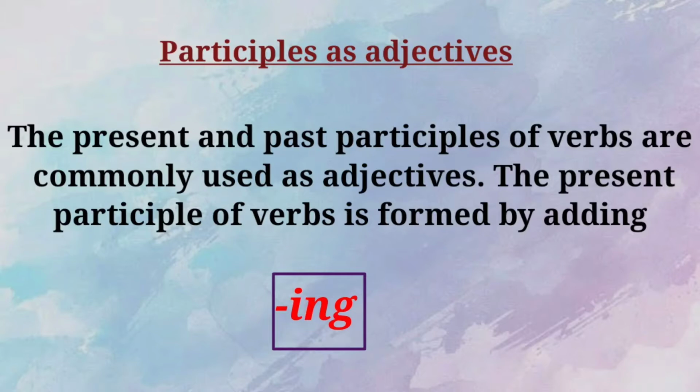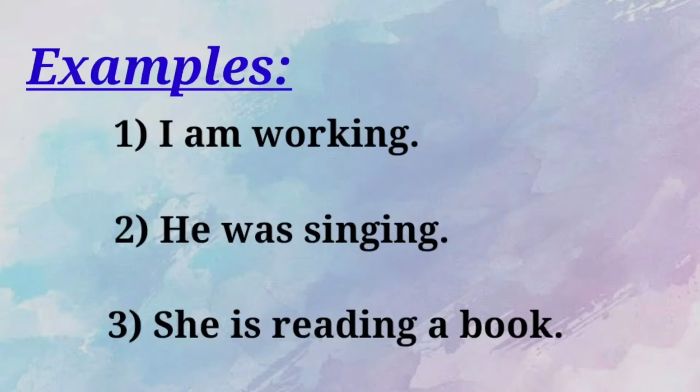Okay students, have you all understood the present participle? Yes, the present participle of verbs is formed by adding ing. We have to add ing to the base form of the verb. So base form of the verb plus ing changes into the present participle. Now we are going to see a few examples related to the present participle.